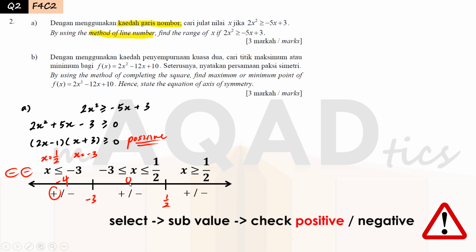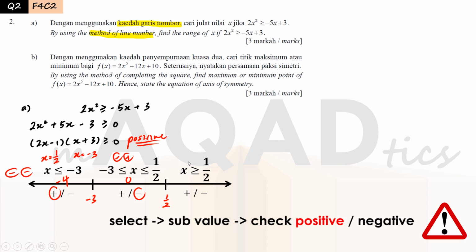For this part, I am going to choose 0 as our value because it's easier. 0 substitute inside here, it will be -1, which is negative. Then 0 substitute inside here, it will be positive. So negative, positive, negative. So this wouldn't be our answer anymore.